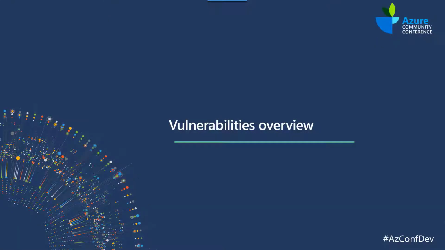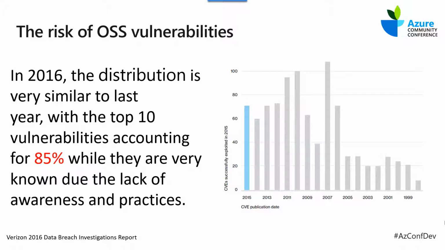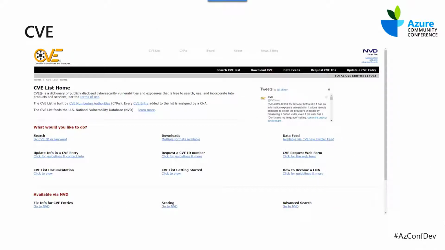We also need to check for common vulnerabilities and exposures. So let's get an overview of vulnerabilities. For example, regarding the risk of having OSS libraries or open source vulnerabilities, if we look at the data breach report from Verizon, we can see that 85% of the vulnerabilities in the last year are the same as the top 10 vulnerabilities from previous years, which means that hackers are still targeting the top 10 vulnerabilities. And this is due to the lack of awareness and practices.